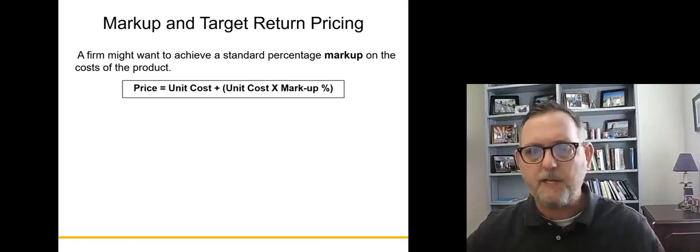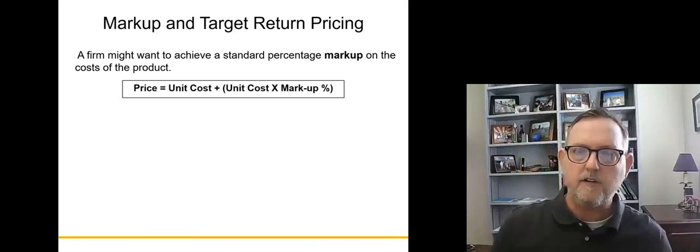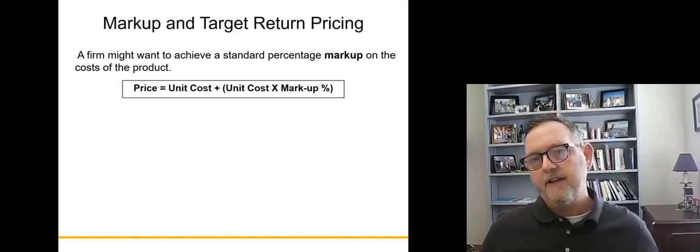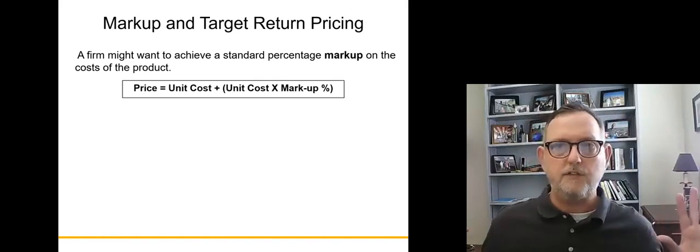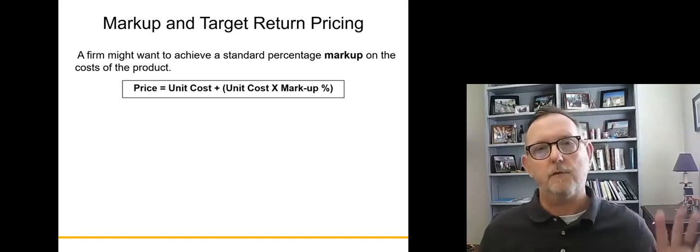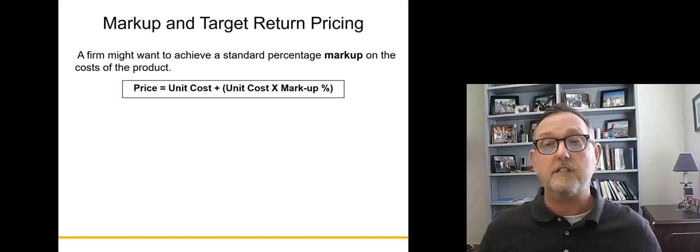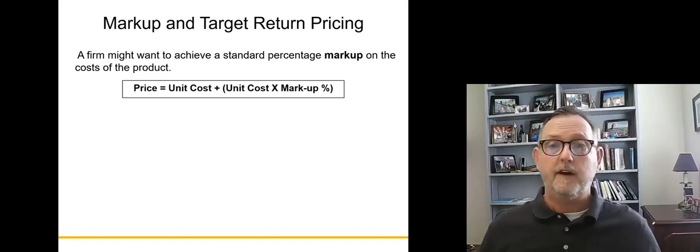All right, so one final piece here we'll talk about. Again, this is a cost-oriented type thing. Companies do this all the time. What we do is something called markup over cost. We also call this target return pricing.